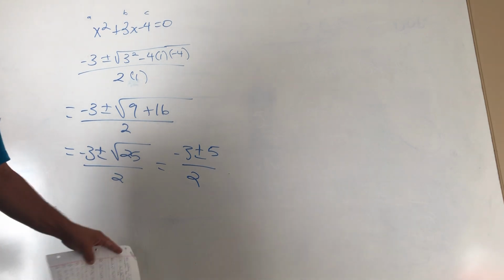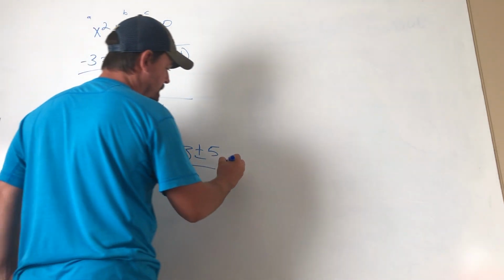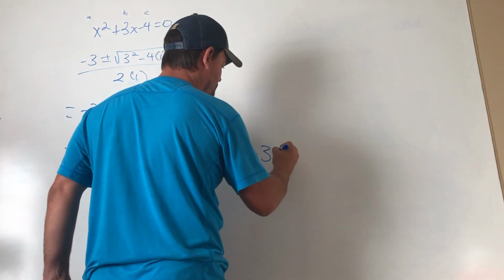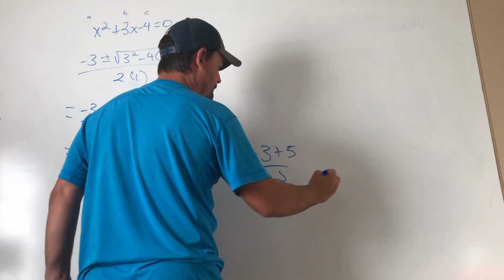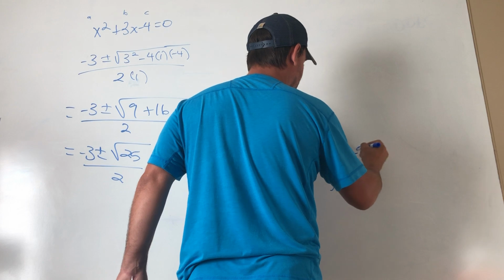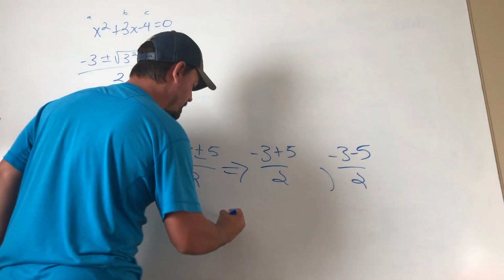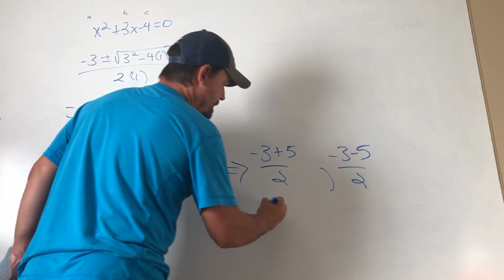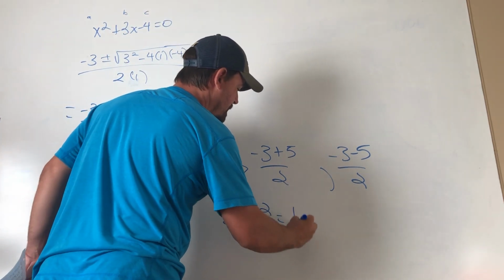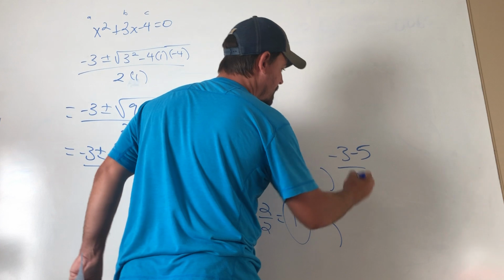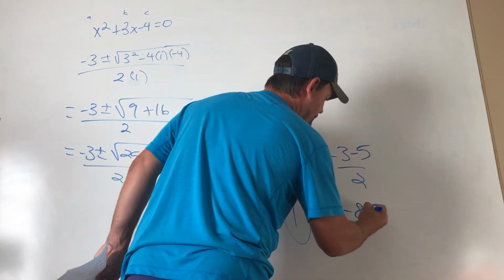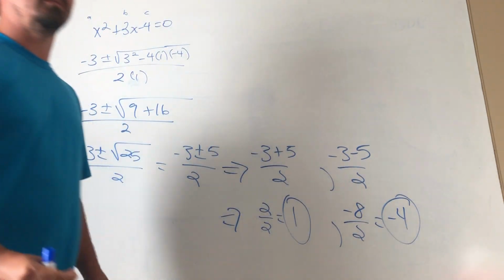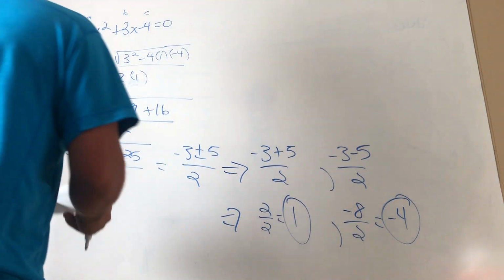Now we can simplify this. There's no need for us to leave it as a plus or minus right here, so we can split this into two pieces. I get negative 3 plus 5 over 2, and I get negative 3 minus 5 over 2. If I solve both of those out, negative 3 plus 5 is 2 over 2, which is 1. So that's one solution. Negative 3 minus 5 is negative 8 over 2, which is negative 4, which would be our other solution. And there we go.